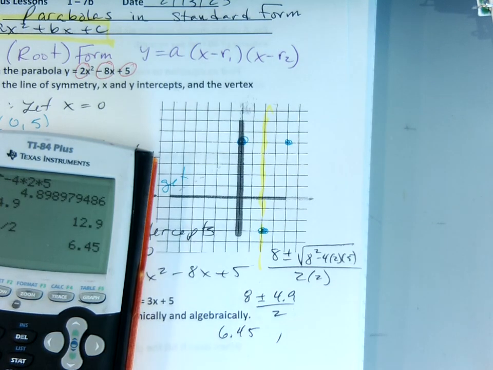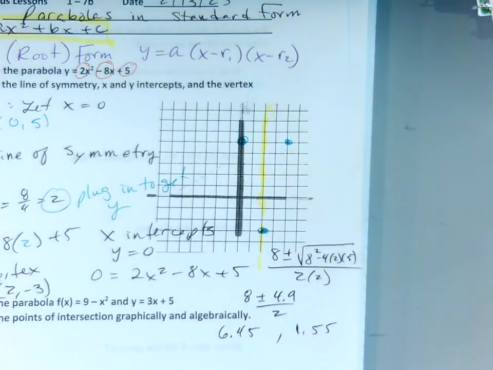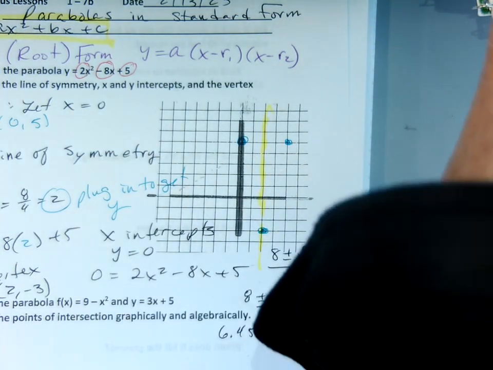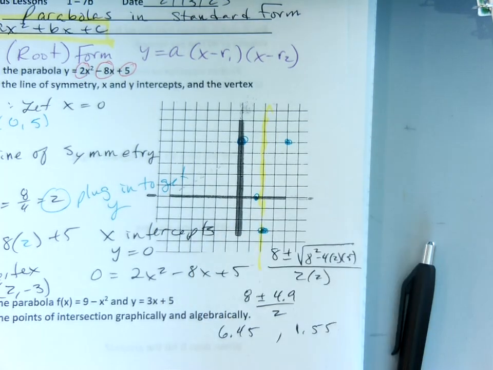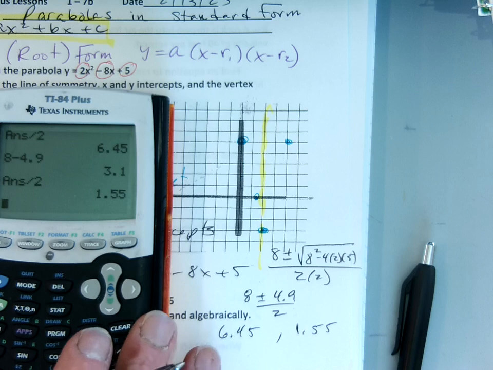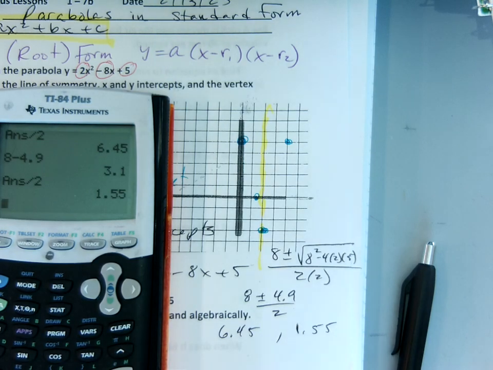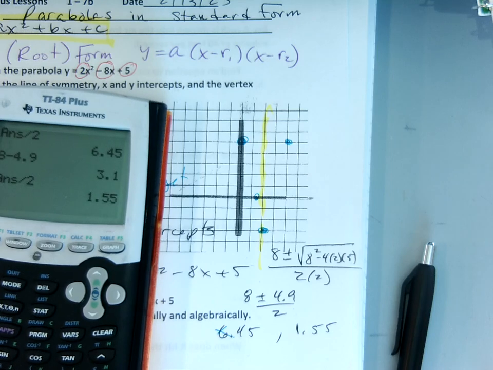The other answer is 8 subtract 4.9 divided by 2 is 1.55. Wow. Okay, bummer, huh? All right, well, 1.55. Divided by 2. I did divide by 2. Yeah, isn't it 2? Oh, my answer can't be right. What did I do wrong?